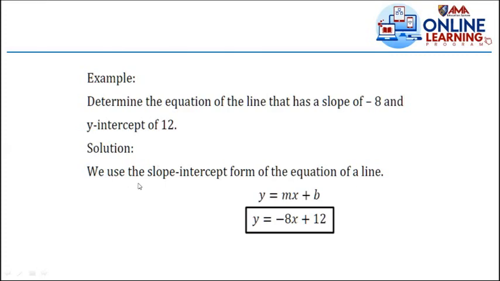So for this one, we use the slope-intercept form of the equation of a line. y is equal to mx plus b. Your m is -8, so we have -8x plus your y-intercept, which is equal to 12. So that's our solution.